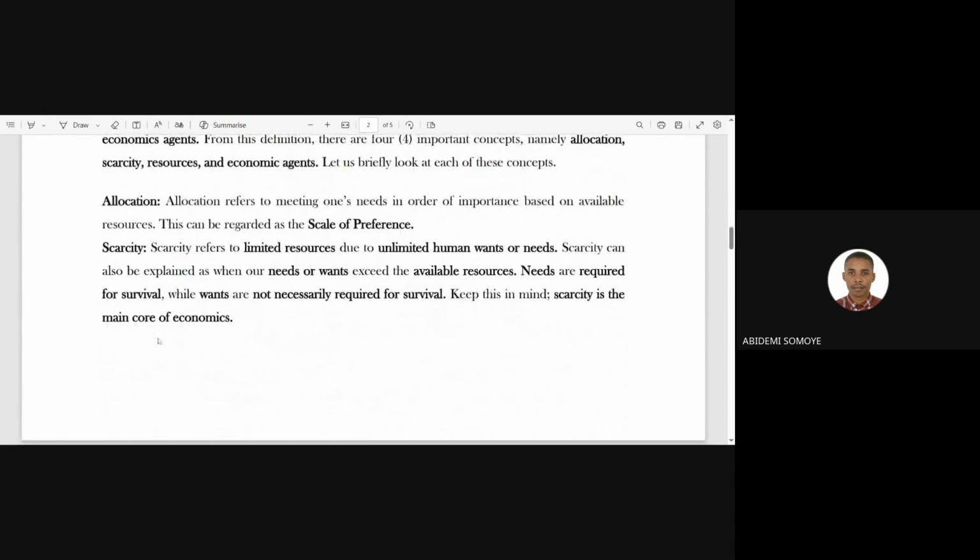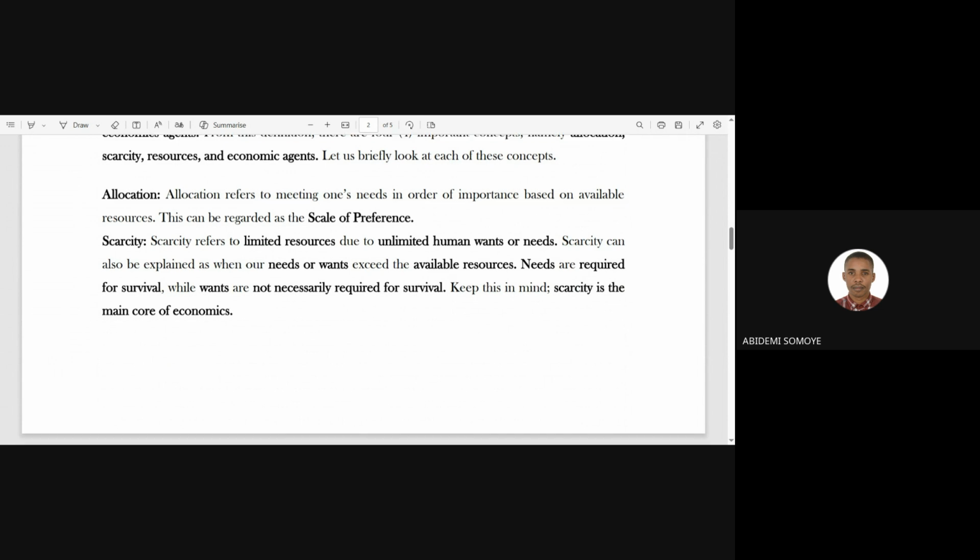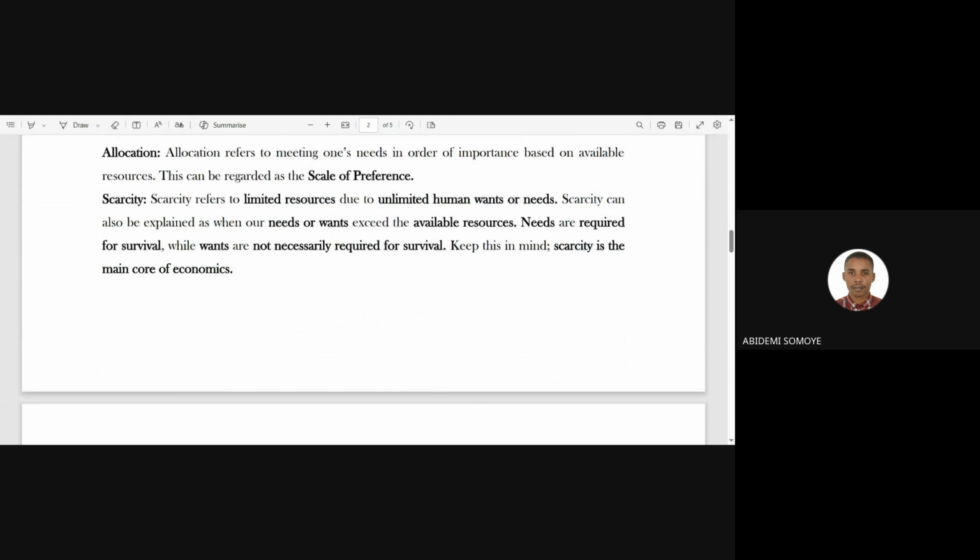Okay, so I defined what allocation is. It refers to meeting one's needs in order of importance based on available resources. This can be regarded as a scale of preference. I defined what scarcity is. Scarcity refers to limited resources due to unlimited human wants or needs. Scarcity can also be explained as when our needs or wants exceed the available resources. Needs are required for survival, while wants are not necessarily required for survival. Keep this in mind. Scarcity is the main core of economics.